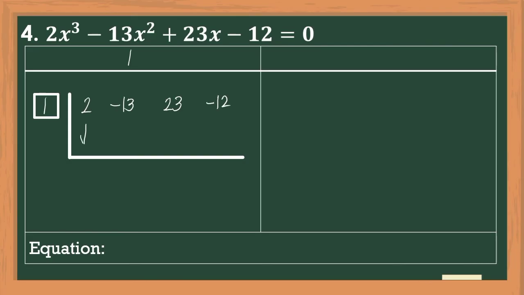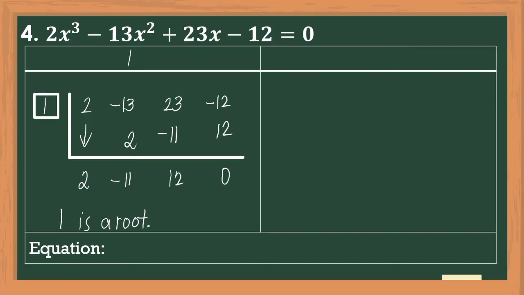Bring down 2. So, 2 times 1, that is 2. And then, negative 13 plus 2, that is negative 11. So, negative 11 times 1, that is negative 11. 23 plus negative 11, that is positive 12. 12 times 1, that is 12. Finally, negative 12 plus 12, that is 0. So, 1 is a root.